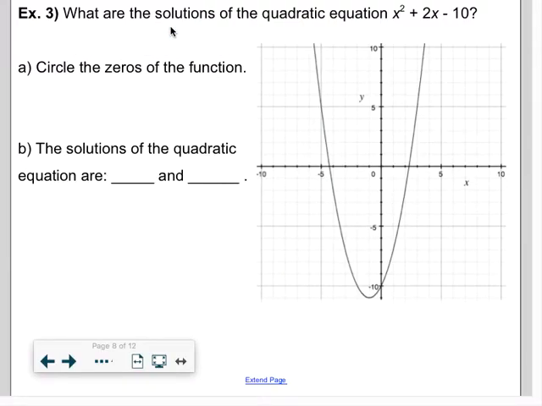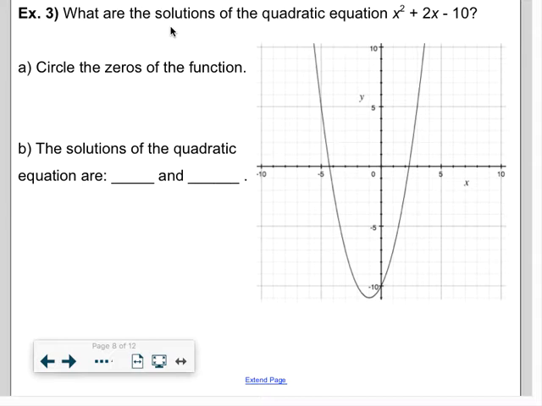All right, welcome back. This is 4.5, day 2 notes. Find your packet, and turn to example 3. We're going to finish up 4.5. Example 3 says, what are the solutions of the quadratic equation x squared plus 2x minus 10?